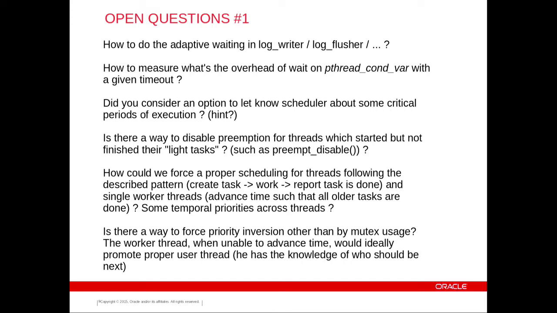So there is a mechanism when you use the mutex, which is priority inversion, which is useful in such a case when the thread is waiting on the mutex which is acquired by the other thread. So the other thread could have the priority bumped, but in our case, there is no mutex here any longer. So if there was any way to do something similar without relying on mutex, that would be helpful.